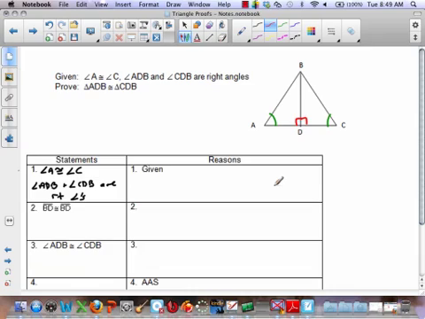Okay, and again, what are we being asked to prove? That triangle ADB is congruent to triangle CDB. All right, so let's go to the next line of the proof. What's given here, number 2? BD is congruent to BD, which would be your reflexive property.